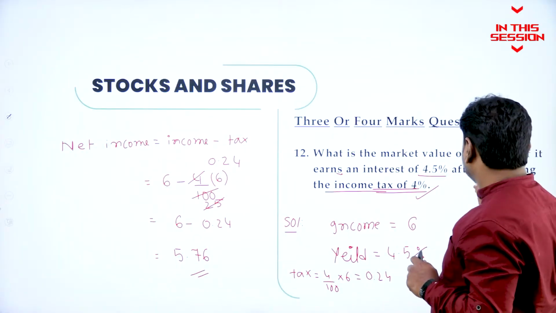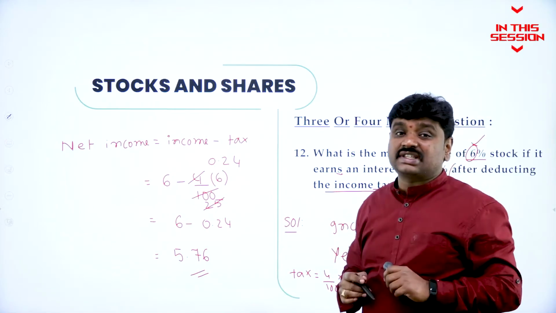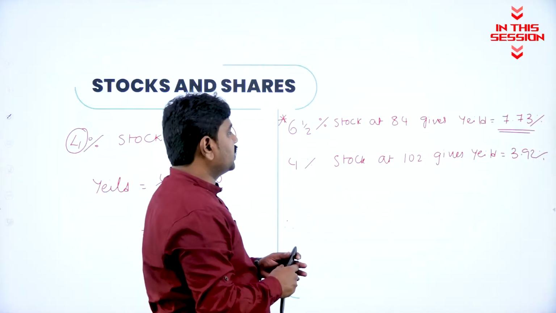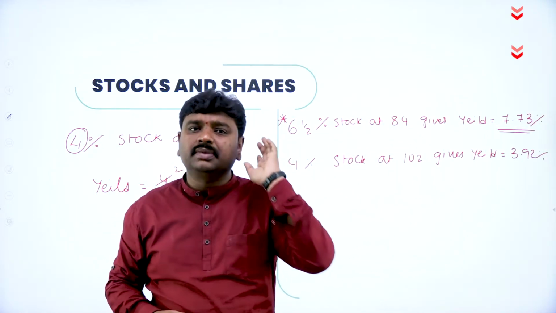Suppose if they don't give this, after deducting the tax, I would have taken 6 as income. Now I cannot take 6 as income. Now my net income is decreased because tax is deducted. 6.5% stock at 84 gives you more yield. Therefore, that is a better investment.